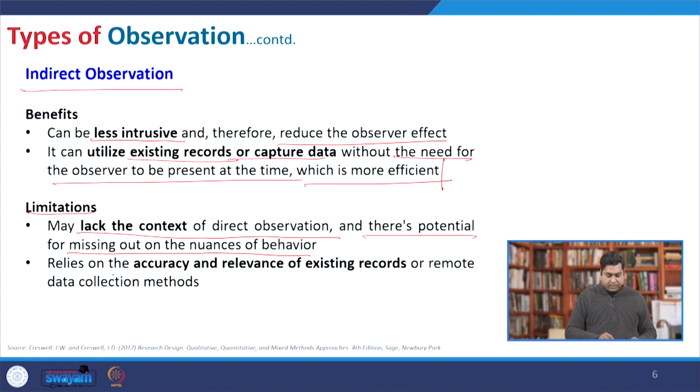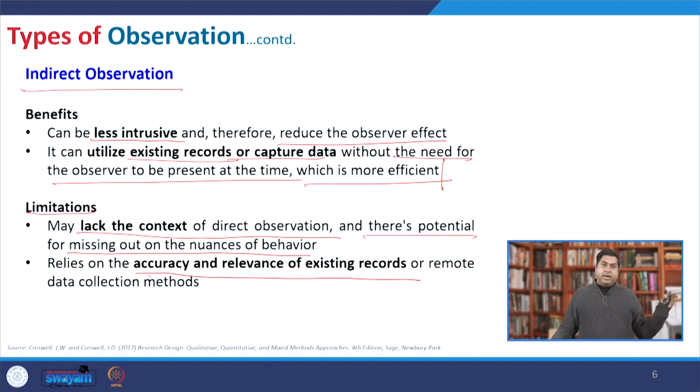Again, a limitation: it relies on the accuracy and relevance of the existing records. So it all depends on the type of instrument by which you have recorded that information. It may depend on the camera quality and other capture parameters, and definitely if there is some sort of noise in the collected information, or certain errors in it, there will probably be a mistake.